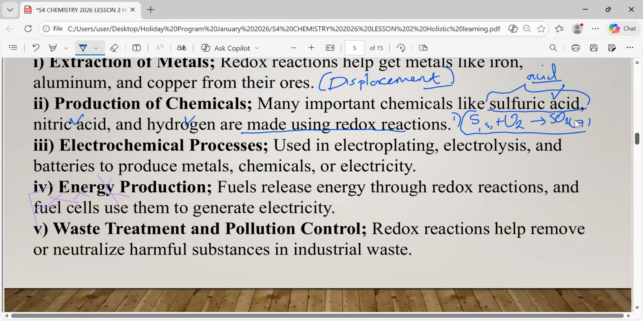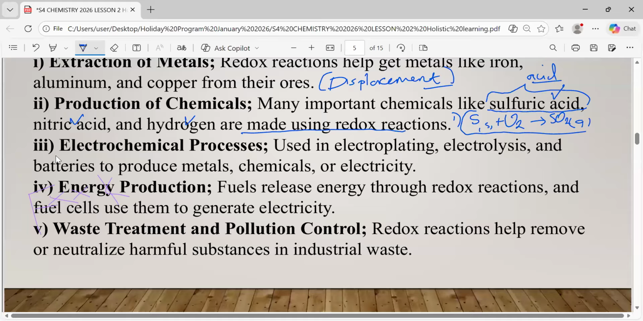Babu, read for us the third point. Electrochemical processes used in electroplating, electrolysis, and batteries to produce metals, chemicals, or electricity. Okay, thank you. You can remain on the call.